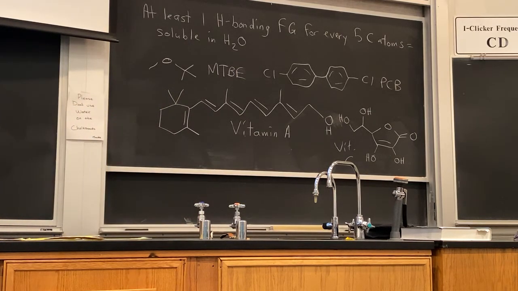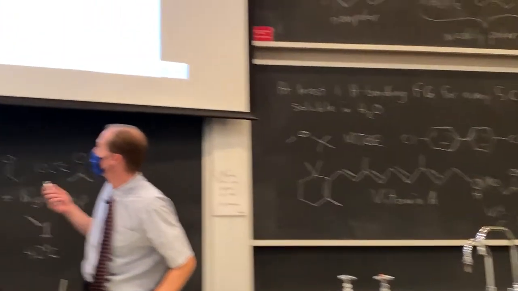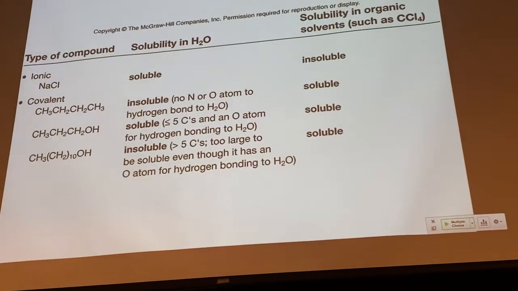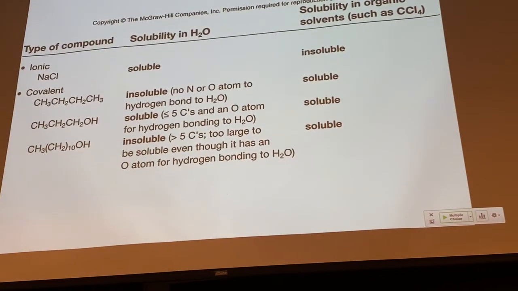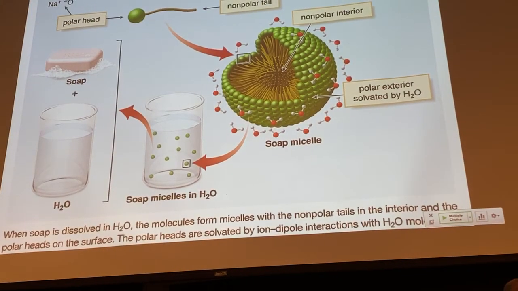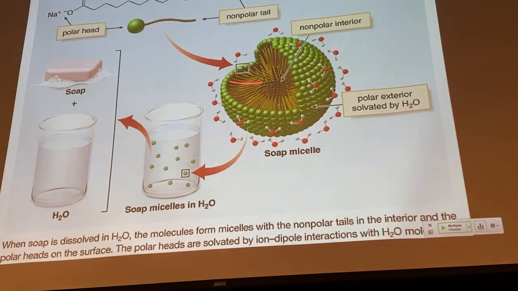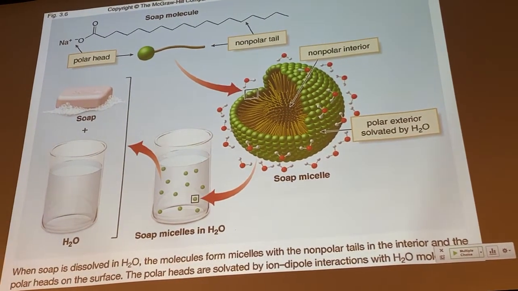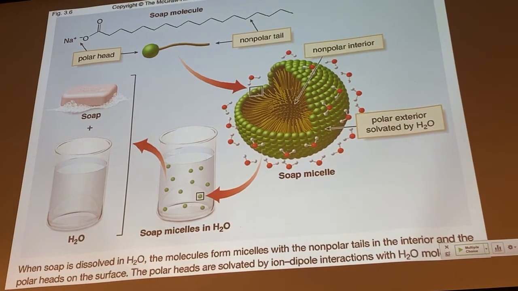All right. So here is a summary of our water solubility rules. We've already gone over those. Let's look at some other interesting compounds and talk about how their solubility properties affect their uses. Here we have soap. A soap molecule is an amphiphile. Okay, let's raise that up.